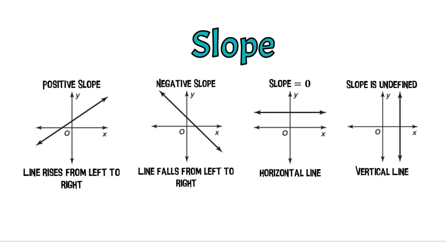There are some things that we can tell about the slope just by looking at a graph of a line. We know that a line has positive slope if the line rises from left to right. We know that a line has negative slope if the line falls from left to right. A horizontal line has a slope of 0, right? It doesn't rise or fall from left to right. And then a vertical line has an undefined slope.